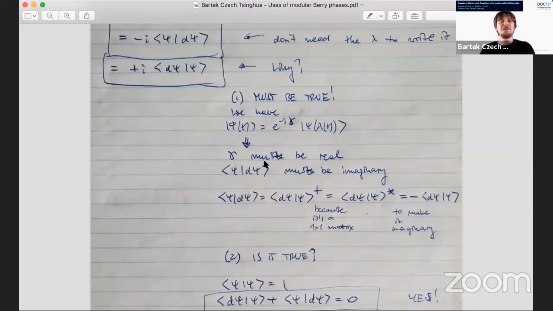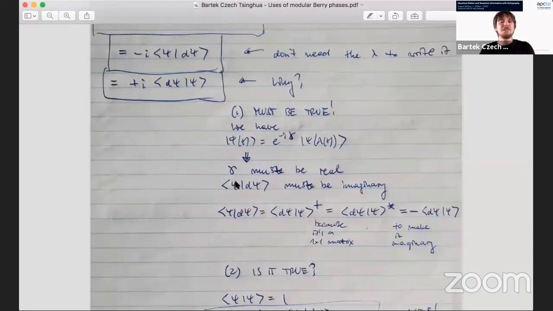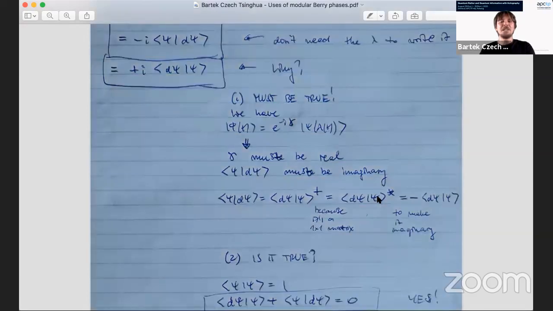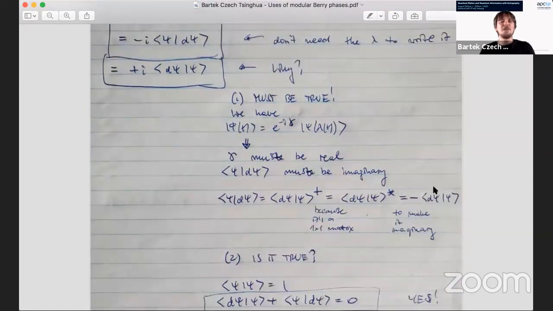Why does it have to be imaginary? Because this object multiplied by i is going to give me a phase, and a phase must be a real thing. So this thing had better be imaginary. Is it imaginary? Well, if I take psi d psi and take its Hermitian conjugate, that just flips the expression. But this is a scalar. The fact that it's a scalar means that Hermitian conjugation is just complex conjugation. But now, if this is going to be imaginary, this object must be minus the object written in the opposite way. That's the only way that this will be imaginary.